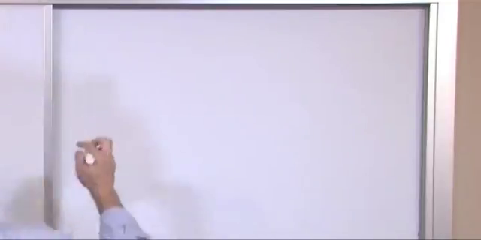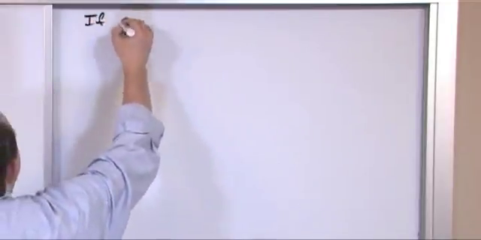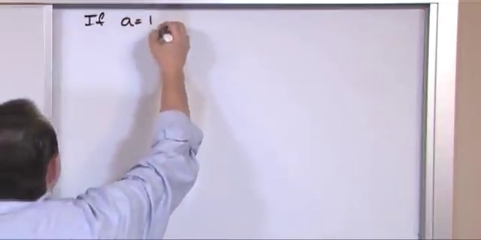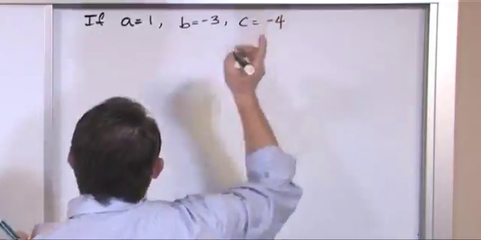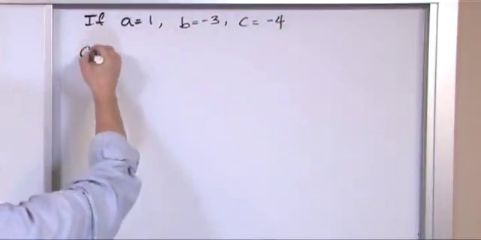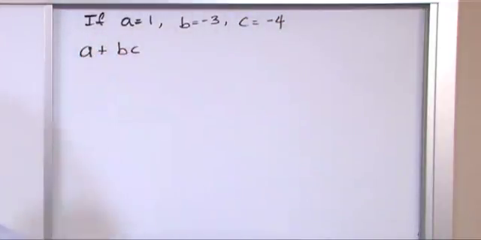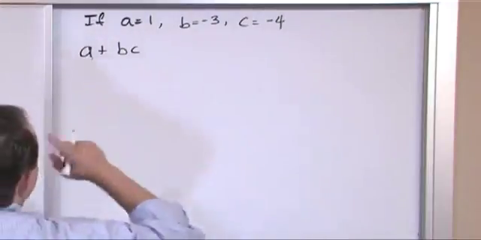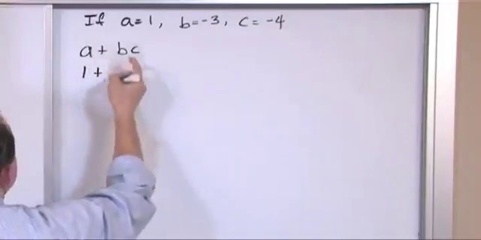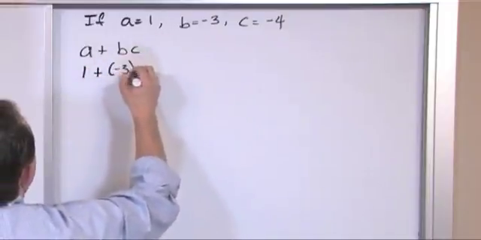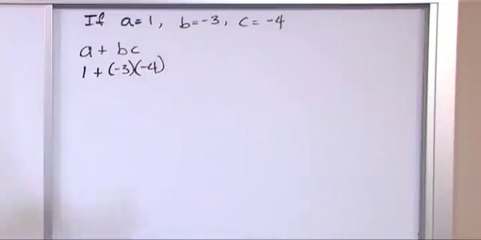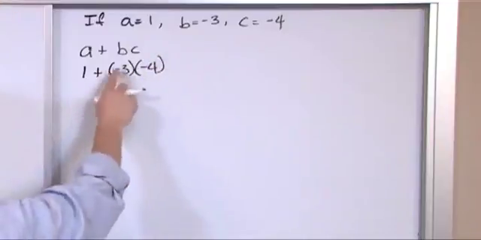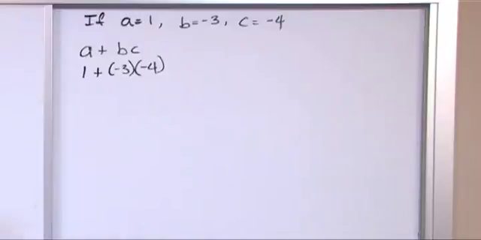All right, so what if A is equal to 1, B is equal to negative 3, C is equal to negative 4. Then we're going to evaluate the following expression, A plus B times C. That's what we want to evaluate. Well, we just plug in the values of the variables that we know. So we have 1 plus B is negative 3, C is negative 4. I put them in parentheses because these negative signs can get confusing. If you don't put parentheses there, you might not know if it's subtracted or if it's multiplied.